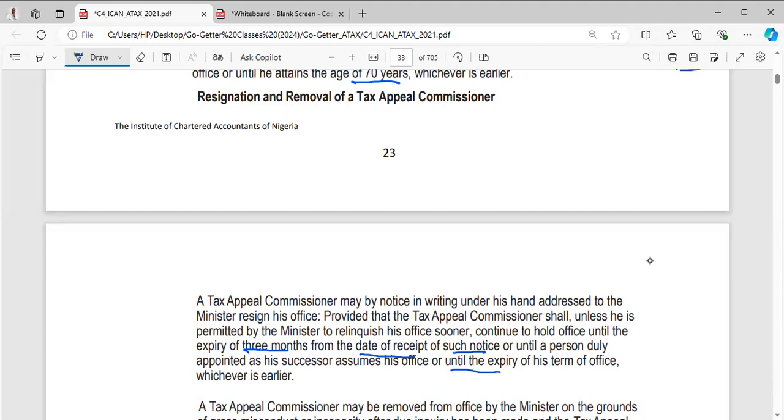So if you are resigning, it's just like when you want to resign from your office, they give you 2 weeks notice or 1 month notice. This is 3 months notice, except the minister wants you to leave office immediately. And you will continue to hold office until they get a replacement for you. The replacement may come in the first month of notice or in the second month of notice, then you end your office and the person takes over. But until your office expires or they get someone to replace you, whichever comes first.